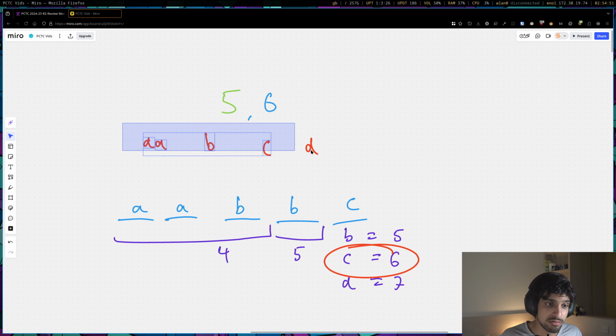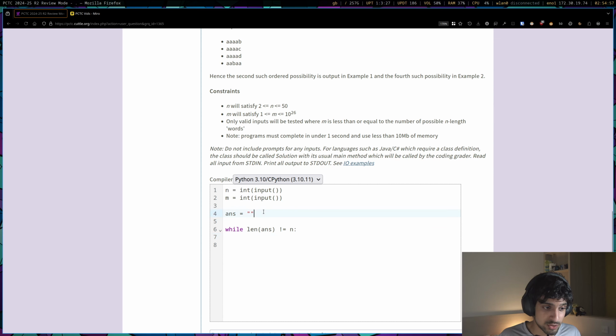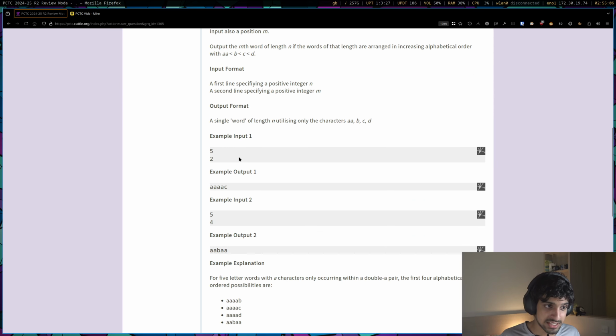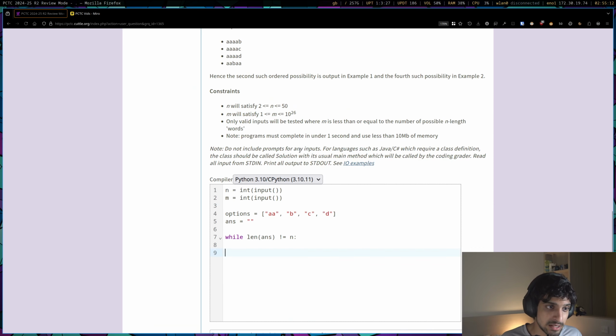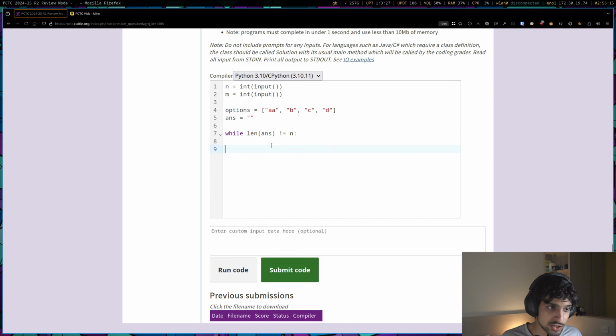Try out each of the 4 options that we have at any given point. We can either add an A, add a B, add a C, or add a D. So what are the 4 options? Let's just quickly create a list with them. Options are A, B, C, and D. As we can see in the question, we are considering an alphabet that only consists of those things. Okay, so there's the options.